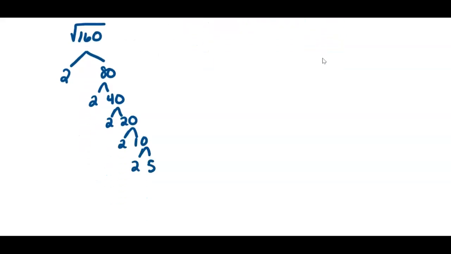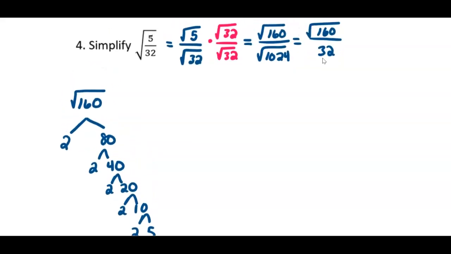Okay, so what that means is 160 is 2 times itself 5 times, and then the 5. So if I just do a quick check on my calculator, 2 times 2 times 2 times 2 times 2 times 5, yeah, that's 160.